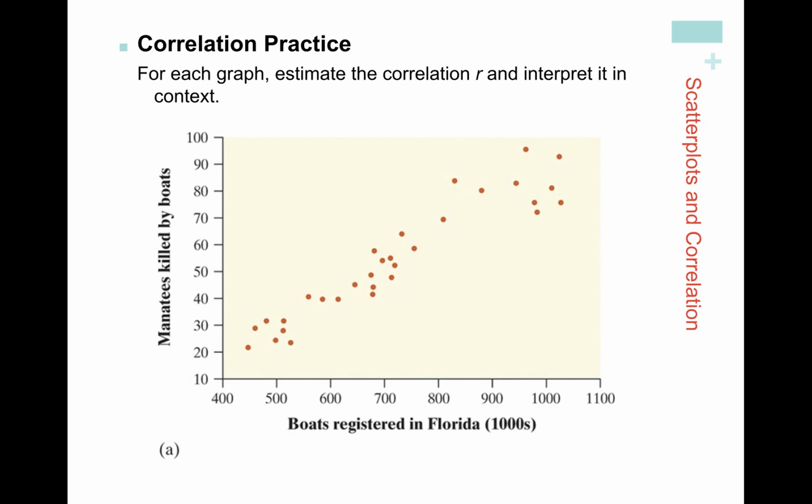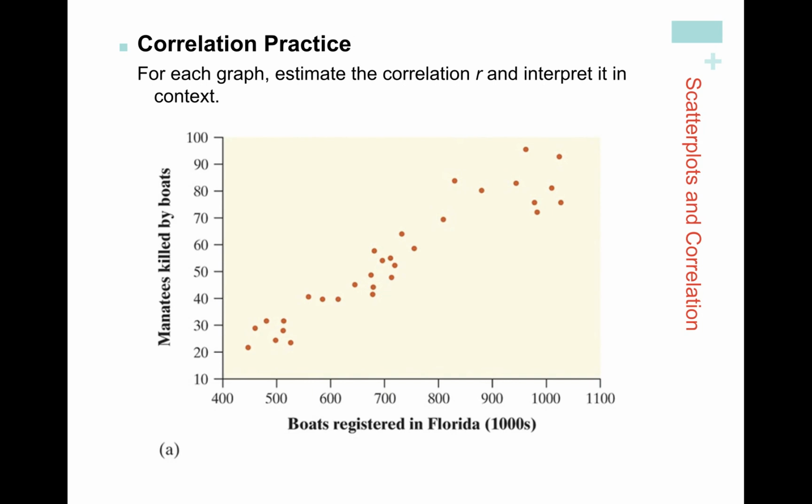And if you don't know what a manatee is, it's an awesome, pretty cool looking creature. Kind of looks sort of like an elephant, but lives underwater. Okay, lives most of its life underwater. So as the number of boats registered in the state of Florida increases, what do we see? Well, the number of manatees killed by boats also increases. That makes sense, because more boats in the water means more propellers, more accidents, more boat drivers running over manatees.